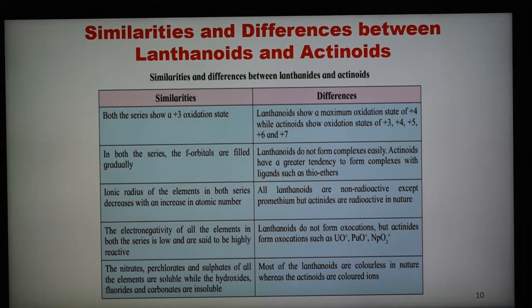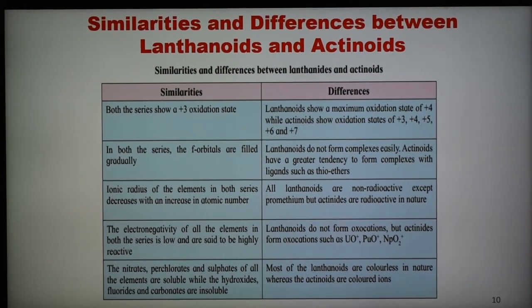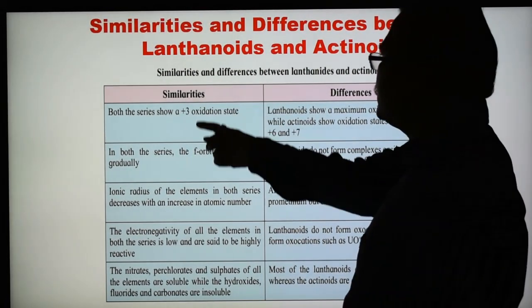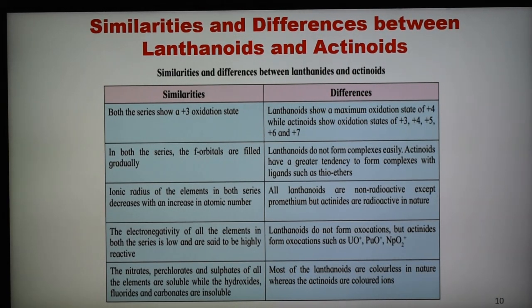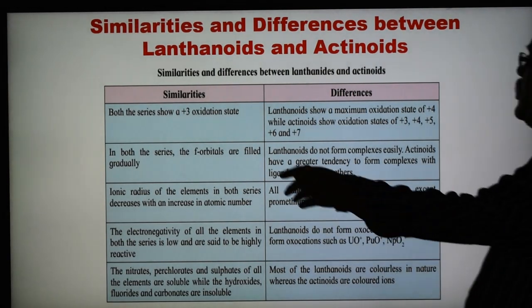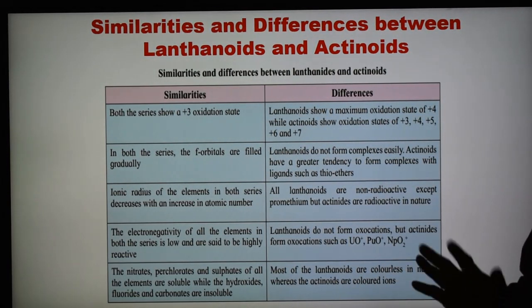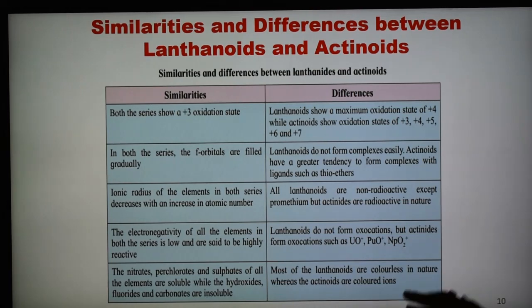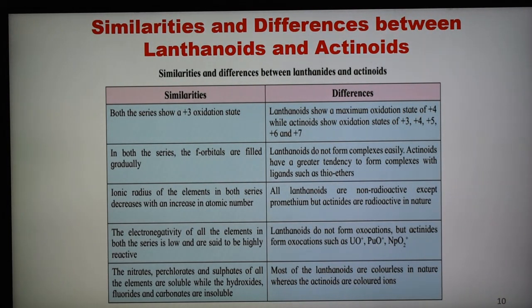And there are some similarities and differences between lanthanide and actinide. We have seen lanthanide, so we have seen the actinide. So what are the points of difference? Given in this table, similarity: both these series show the +3 oxidation state as common. This is a similarity. We have seen in both the cases the common oxidation state is +3. Second point is that in both the series, f orbitals are filled gradually. So this is also a similarity.